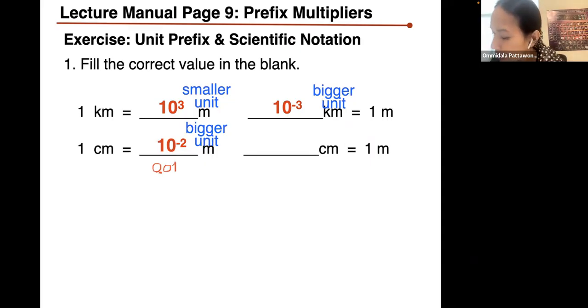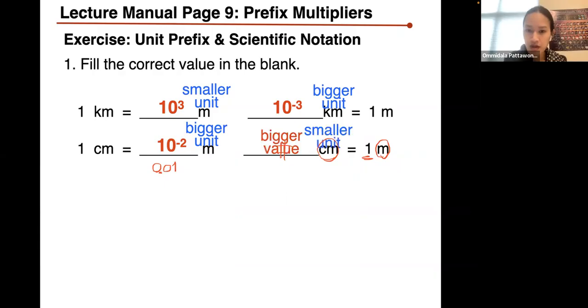When I'm looking at meter, which is a bigger unit than centi, and centi is the smaller unit, the number that goes with the centimeter has to be bigger than the number 1 here. So in this case, it is going to be 100, or 10 to positive 2. So it's going to be 10 to positive 2 in this case, or this one is going to be 100. So 10 to positive 2 would be 100.